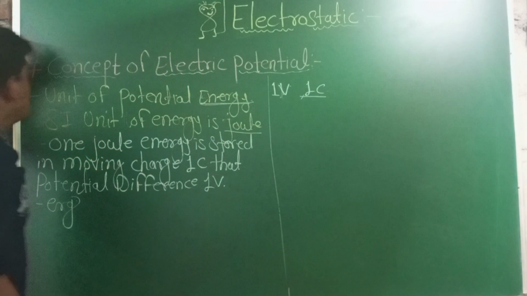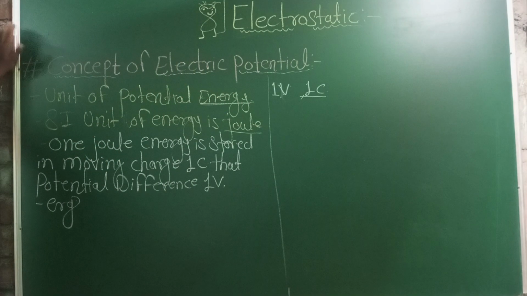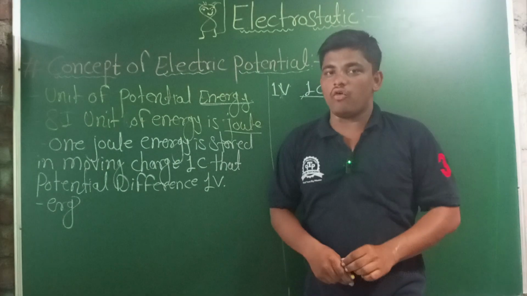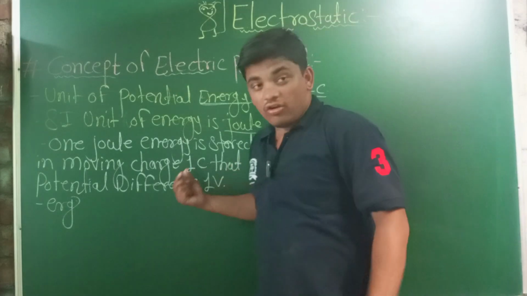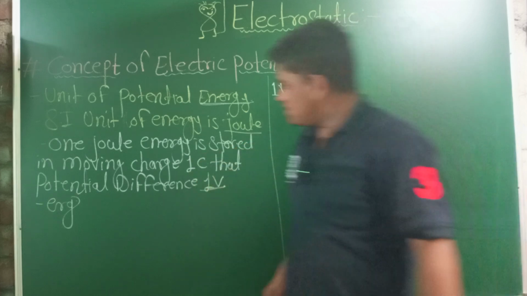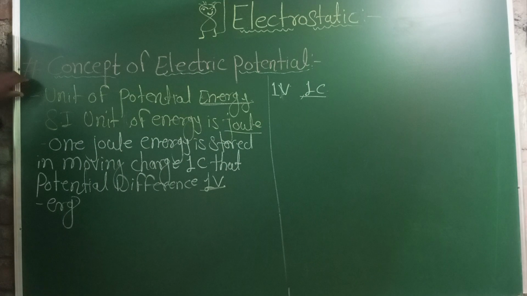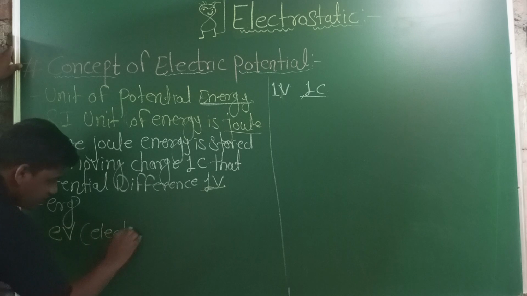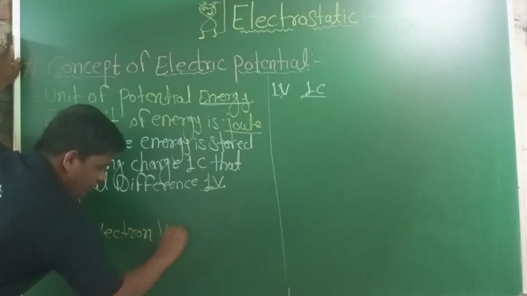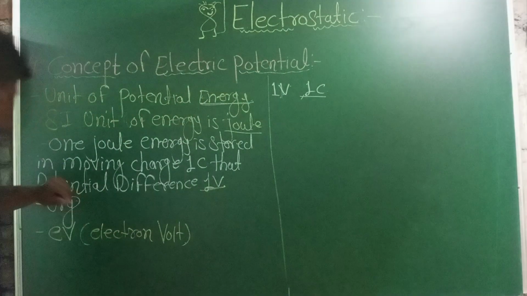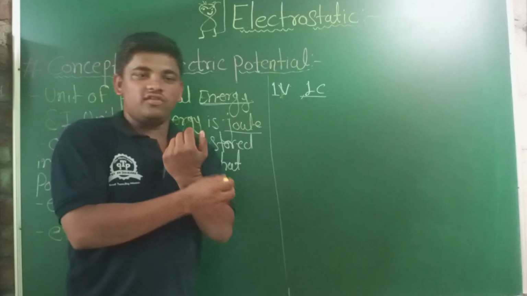Now we are dealing with electric potential energy, or electrostatic potential energy. The electrostatic potential energy is measured in the electron volt. It means an electron, a negative charge, is moving through a potential difference of 1 volt. Electron volt: the electron is the charge, and the volt is the potential difference between the initial position and the final position.